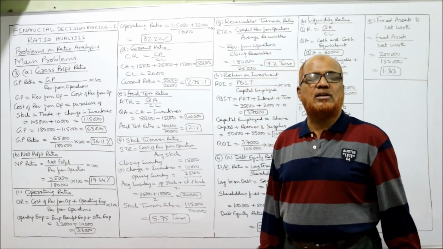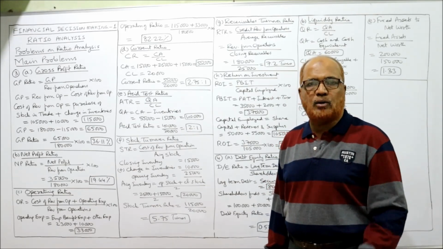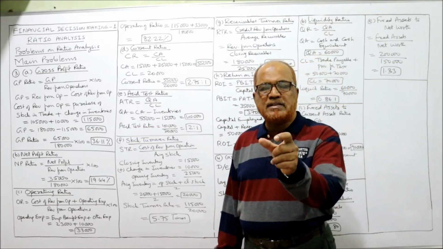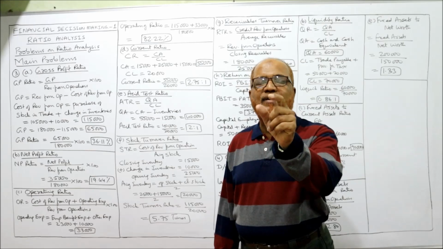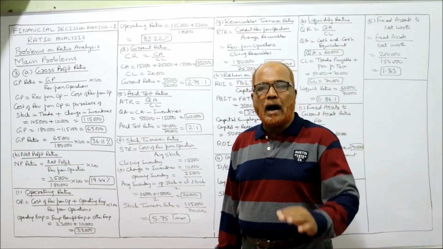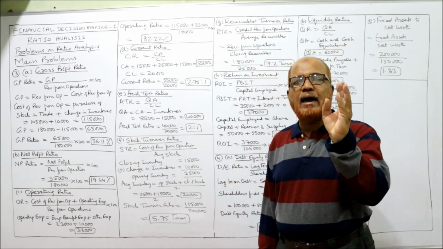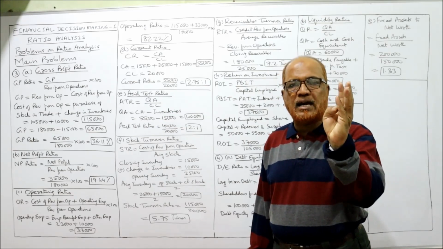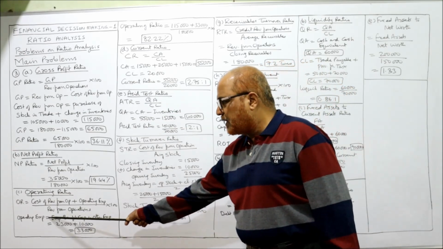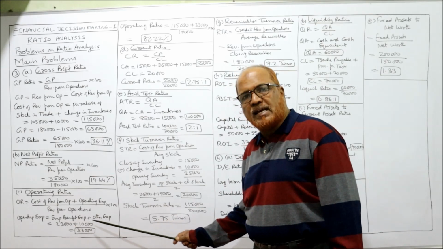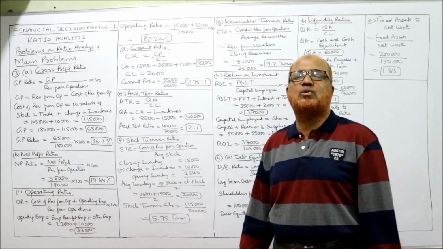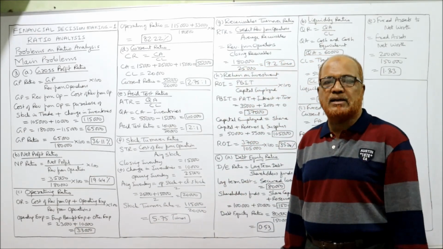Operating expenses are not given in the problem. We have to find out. So in the expenses, don't take finance charges. Apart from finance charges, we have employee benefit expenses and other expenses. So operating expenses is equal to employee benefit expense and other expense. Add up, 33,000 rupees is called operating expenses.